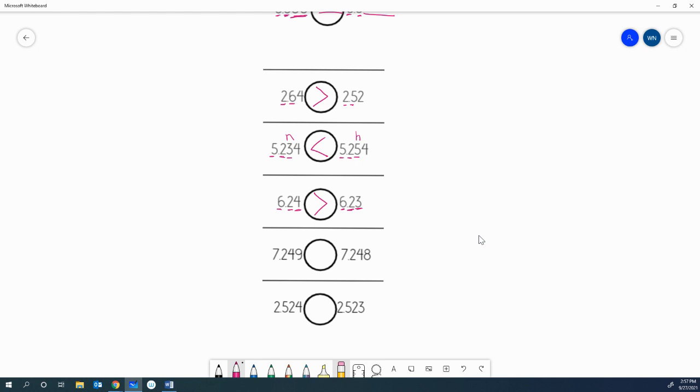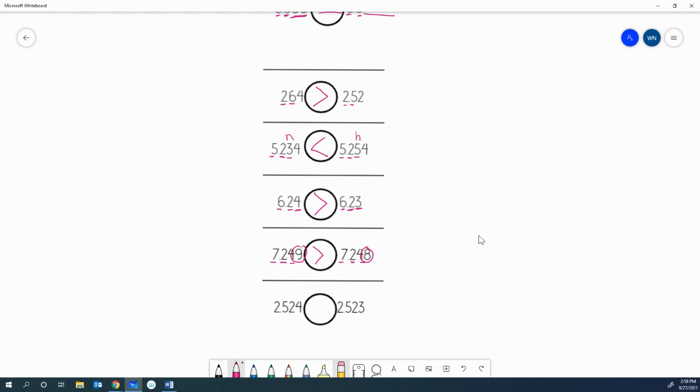Go ahead and try the next one. For this one, your 7 is in the ones place, so they're the same. Your 2 is in the tens place, so they're the same. Your 4 is in the hundredths place. They're the same. But look at this thousandths place. The 9 is bigger.